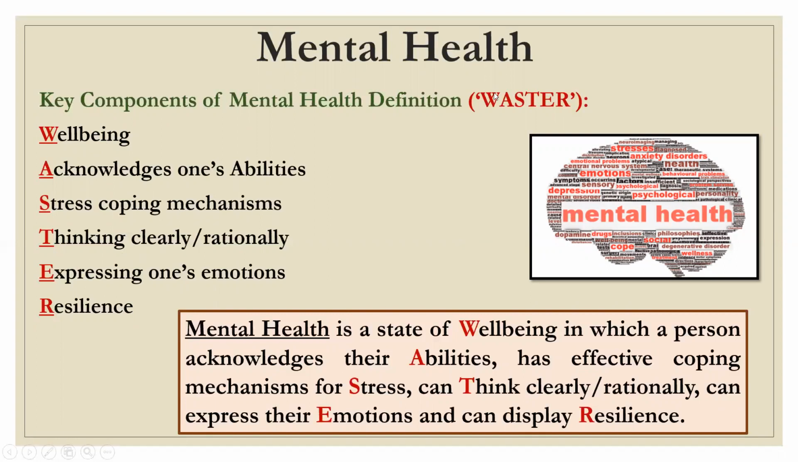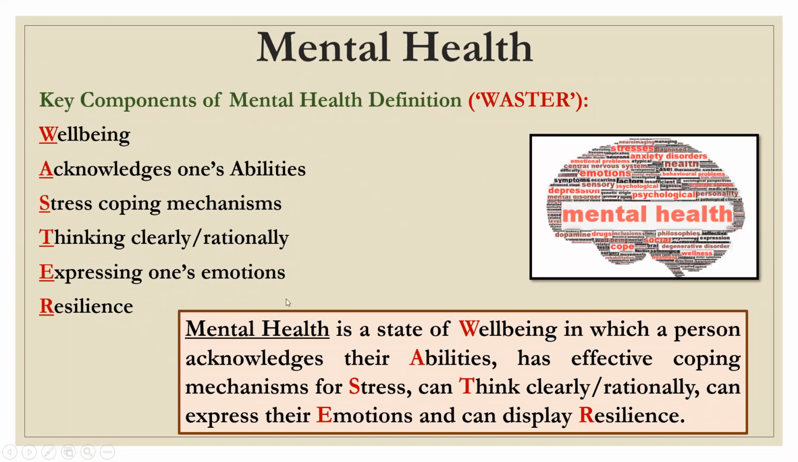So it's called WASTER. So W for well-being, A for acknowledges your abilities, S for stress coping or how you cope with stress, T for thinking clearly and rationally or in a reasonable way, E for expressing your emotions, and R for resilience. Okay, so resilience is something you might have come across when we did Health and Human as well, for those of you who do HHD.